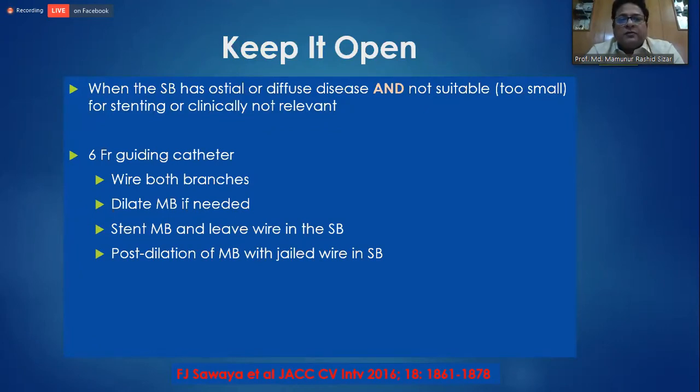When the side branch has ostial and diffuse disease, is not suitable for stenting, and is clinically not relevant. In this case, it is simple: a 6-French guiding catheter should be placed and wire both branches, dilate the main branch if needed, stent the main branch and leave the wire in the side branch, then post-dilate the main branch with the jailed wire in the side branch.